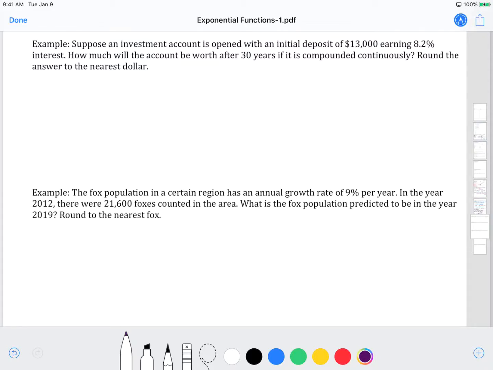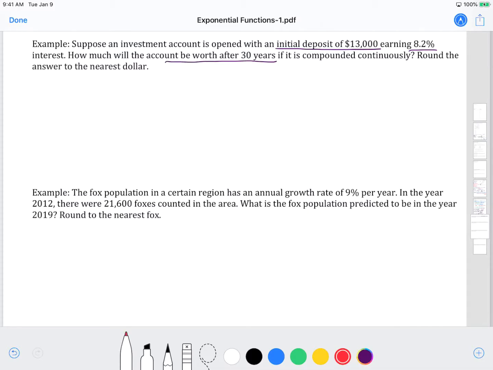Okay, the next two examples are examples of where we would use the compounded continuously formula. So in this first example, it says, suppose an investment account is opened with an initial deposit of $13,000. It earns 8.2% interest. How much would the account be after 30 years?